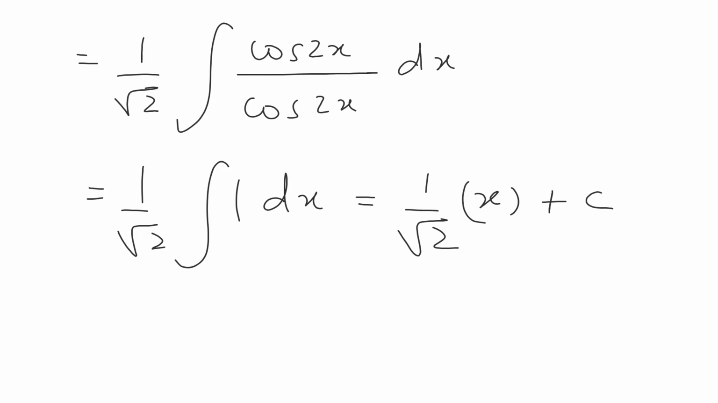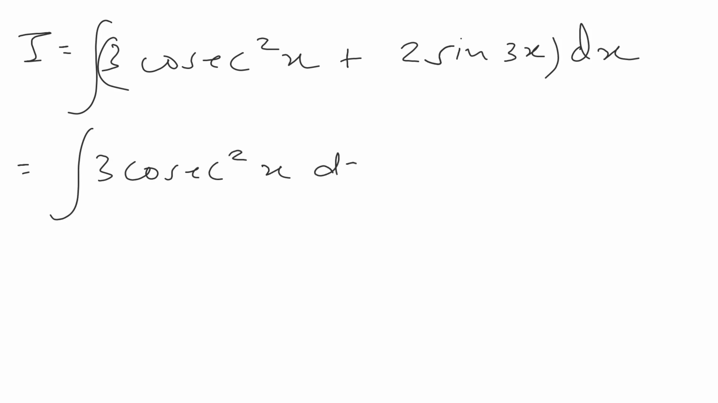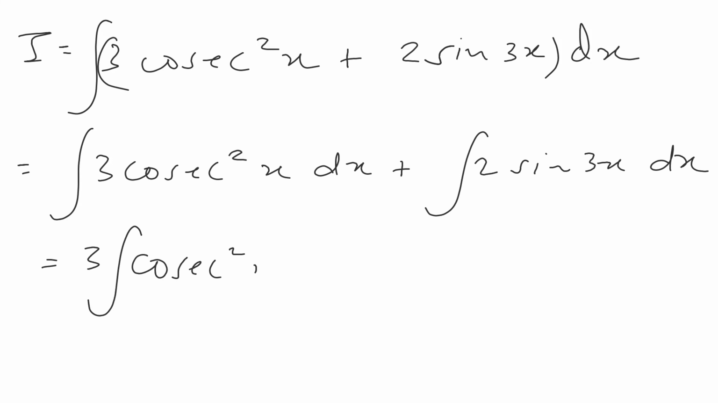Next problem. Integration. Now this is a relatively simple one. 3 cosec square x plus 2 sin 3x dx. Individual integration. Try to understand the format of writing. 3 will go outside, cosec square x dx. 2 will go outside, sin 3x dx.